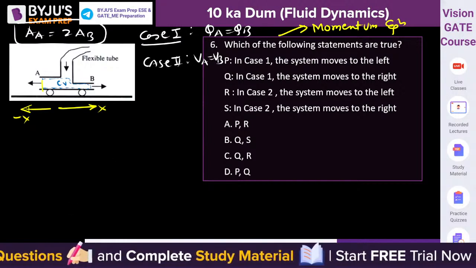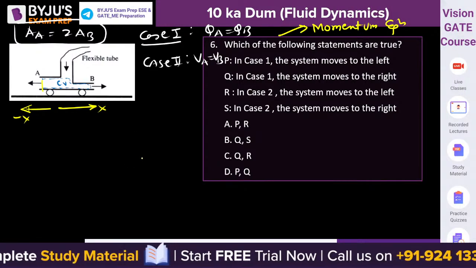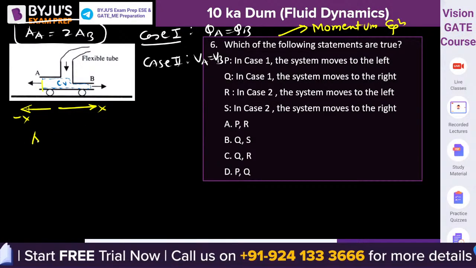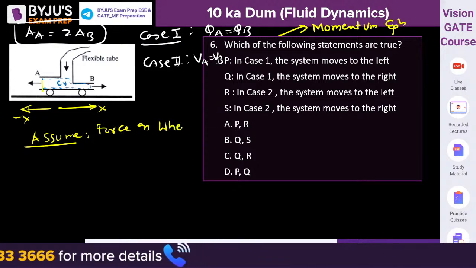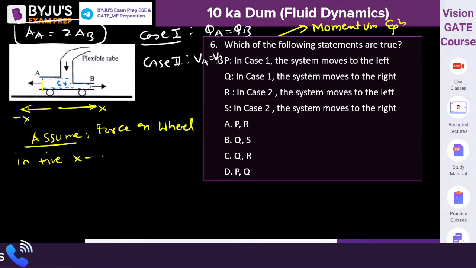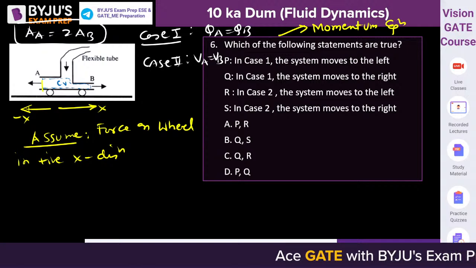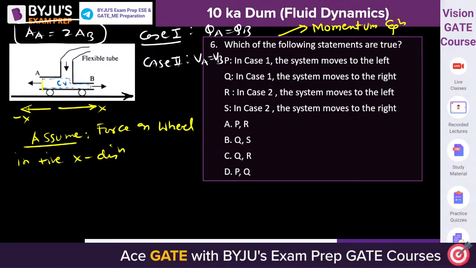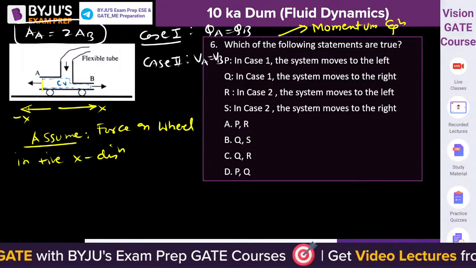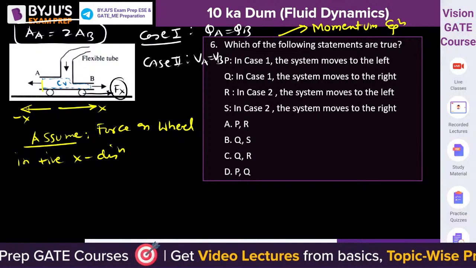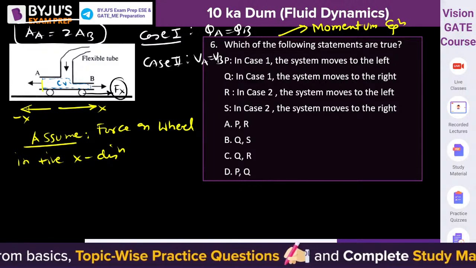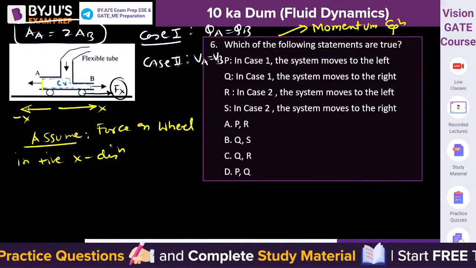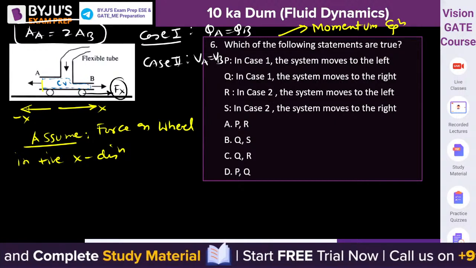So if we talk about case A, let us assume the force on the wheel is in the positive x direction. Let me call this Fx. That is my assumption. So if the force on the wheel is in the positive x direction, who is applying the force on the wheel? The force on the wheel is applied by the fluid. So it means the momentum of the fluid in the positive x direction will be less than the momentum of the fluid in the negative x direction.